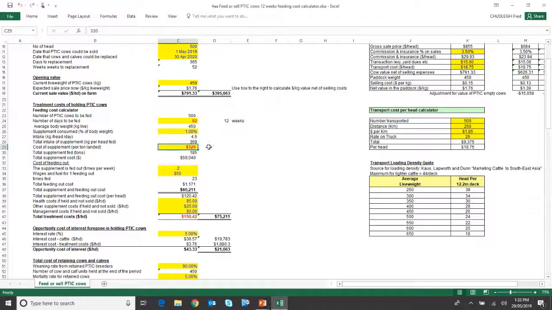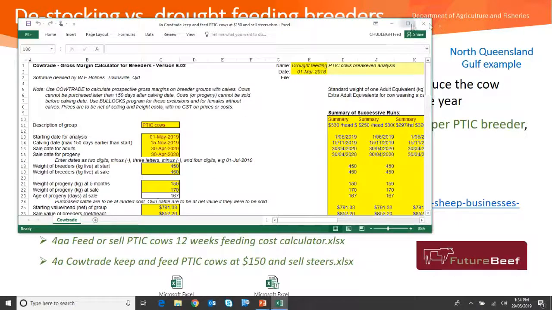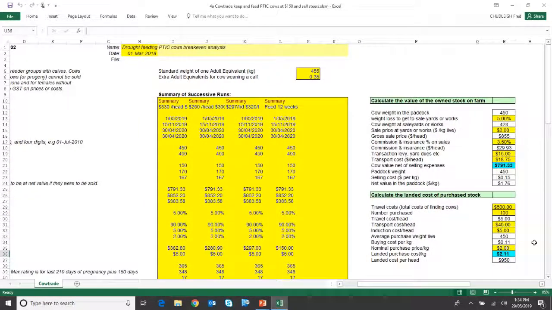About the same consumption, same sort of feeding out cost for a shorter period, and we worked out it's $150.42. So that's all we use that spreadsheet for, just to work out the $150.42 per head for those feeding costs. We close that, and we open up the cow trade spreadsheet. Now, the cow trade spreadsheet, there's a user manual that's downloadable, it's been around for a long time. It's a summarised spreadsheet that just looks at this comparison of holding or trading breeders.